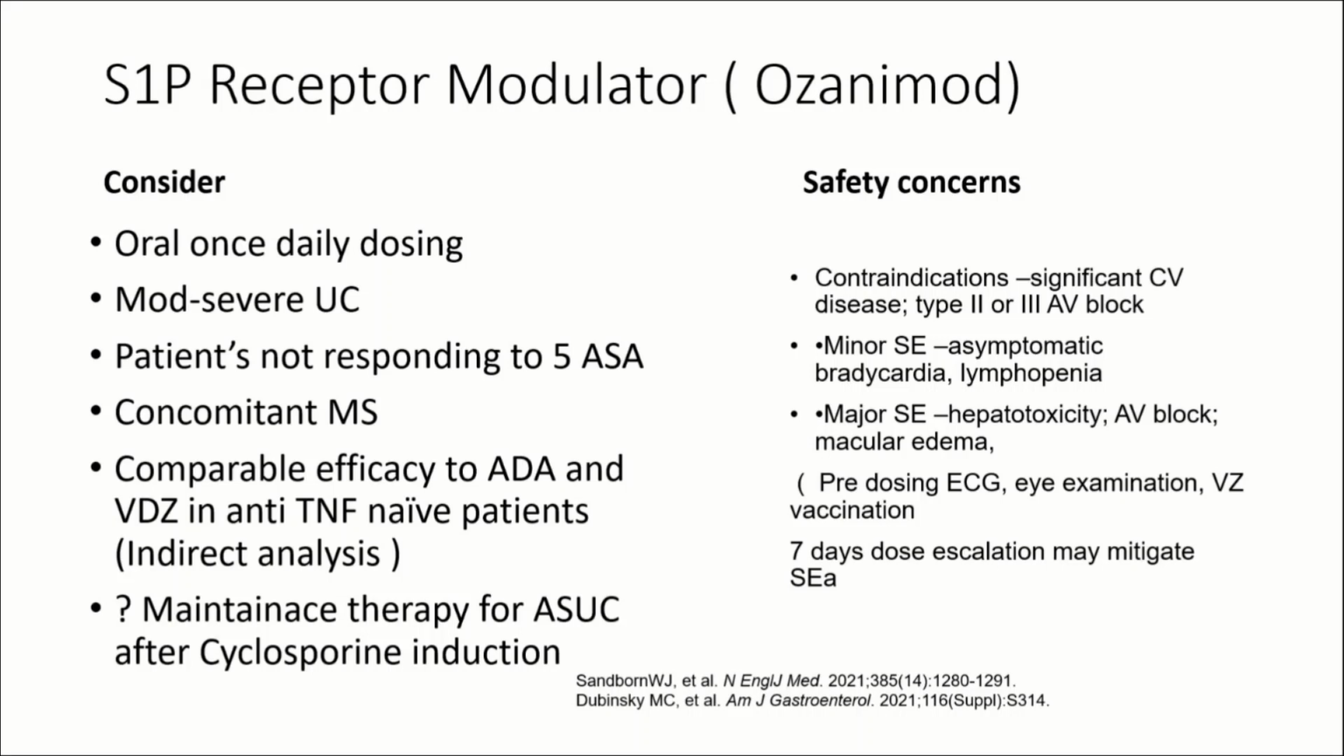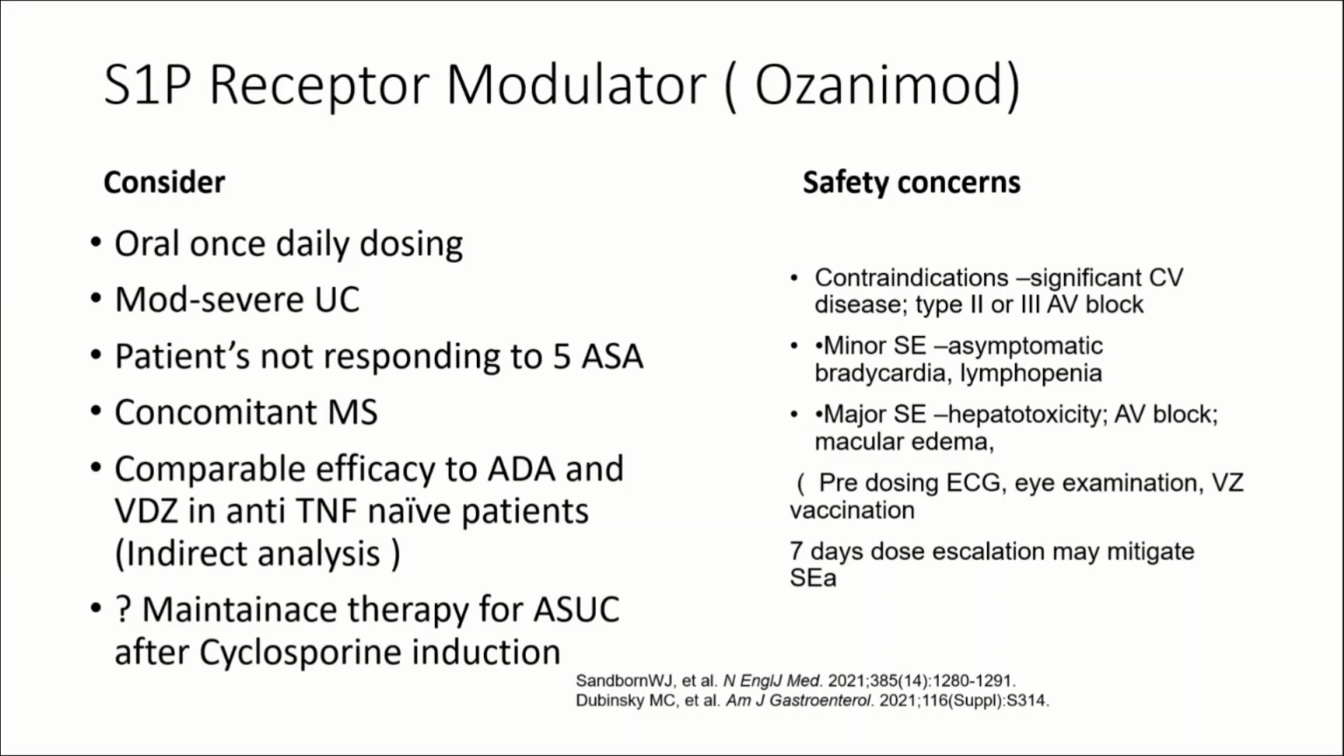So, a pretty good drug. And there was a recent series as well. One of the issues we always face when we use cyclosporine for acute severe colitis is what I'm going to bridge this patient with long term. Vedolizumab has been used in the past, but there are also case reports where people have used cyclosporine for acute severe colitis and then moved on to ozanimod later on.